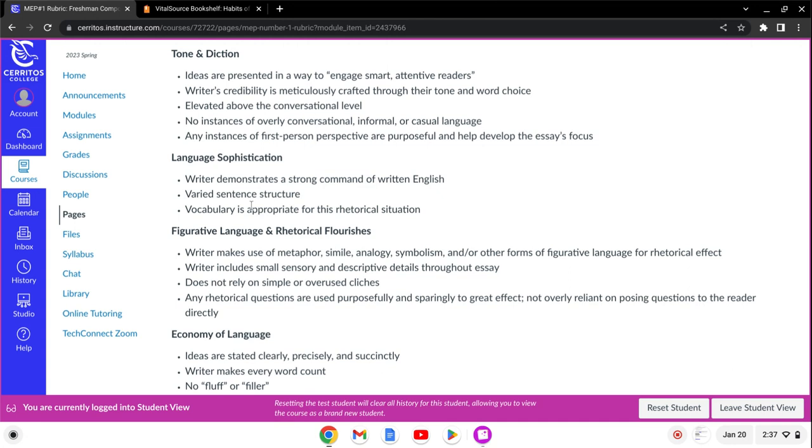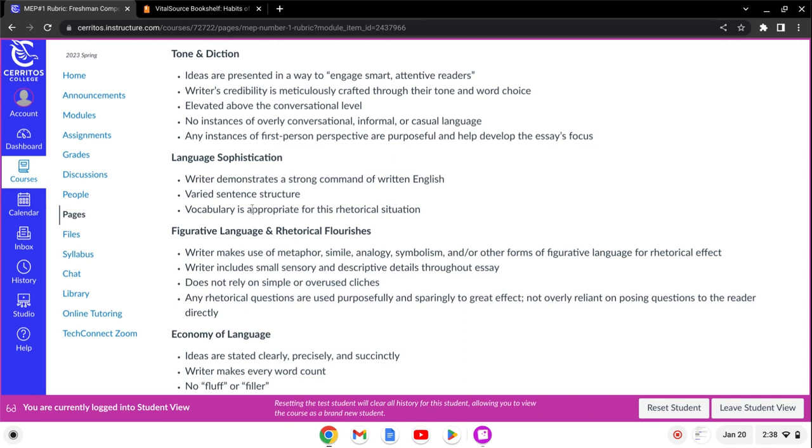This is actually an issue with those of you who've been playing around with ChatGPT. This is how I can tell that it's written by a computer, is that all the sentences are the same structure. Stupid computers. You all are smart, beautiful human beings with smart, beautiful human brains. Use your human brain, okay? So just vary your sentence structure. And then your vocabulary is appropriate for this rhetorical situation.